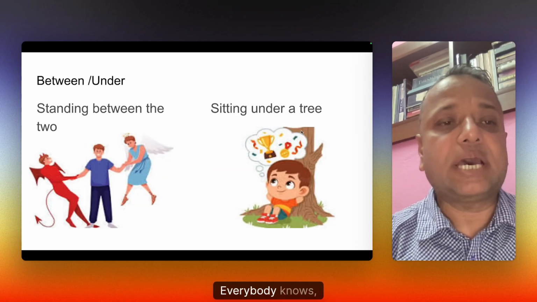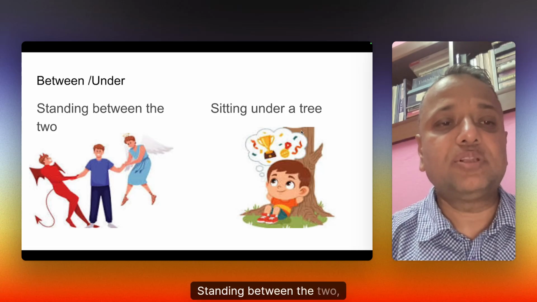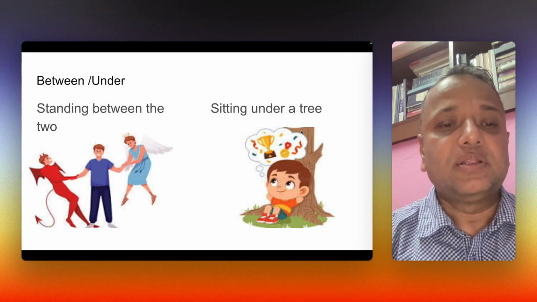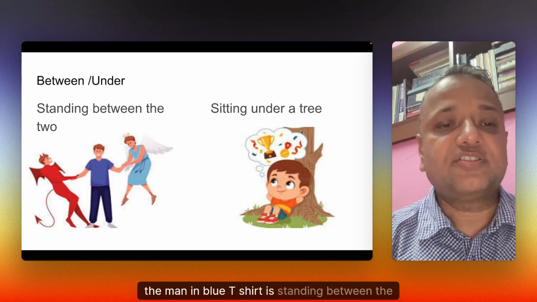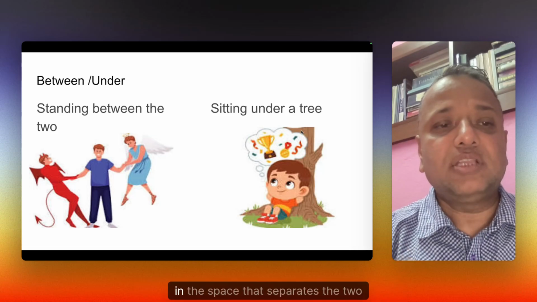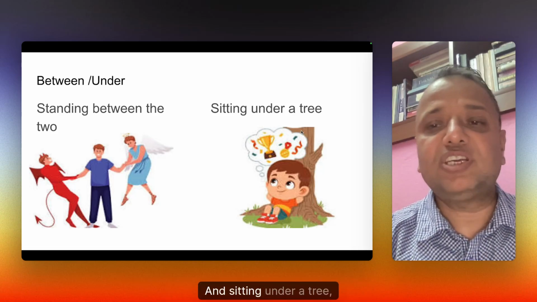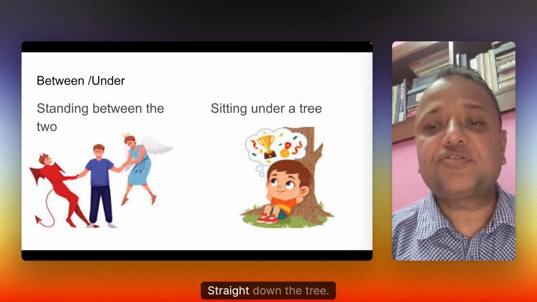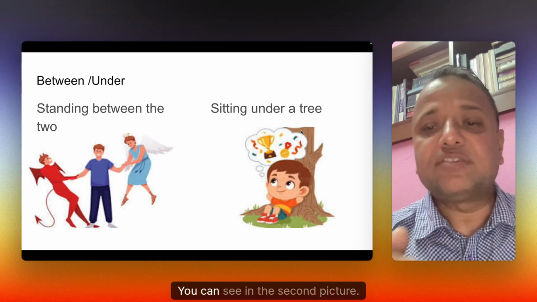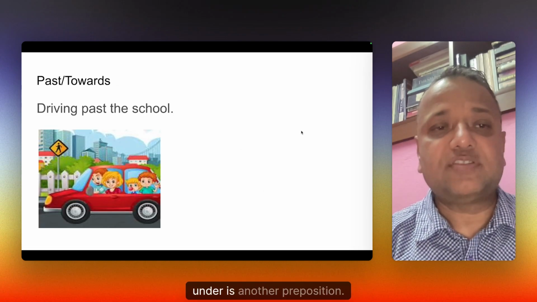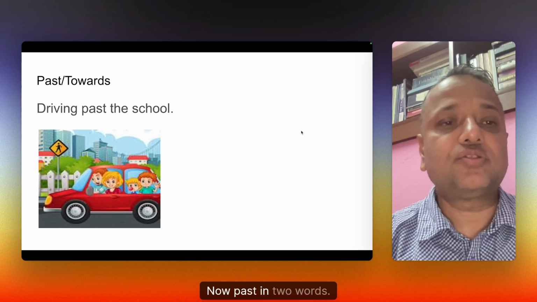Between and under, everybody knows, right? Standing between the two, you can see the man in the blue t-shirt is standing between the two, like in the space that separates the two. And sitting under a tree, right, straight down the tree, you can see in the second picture. Under is another preposition.